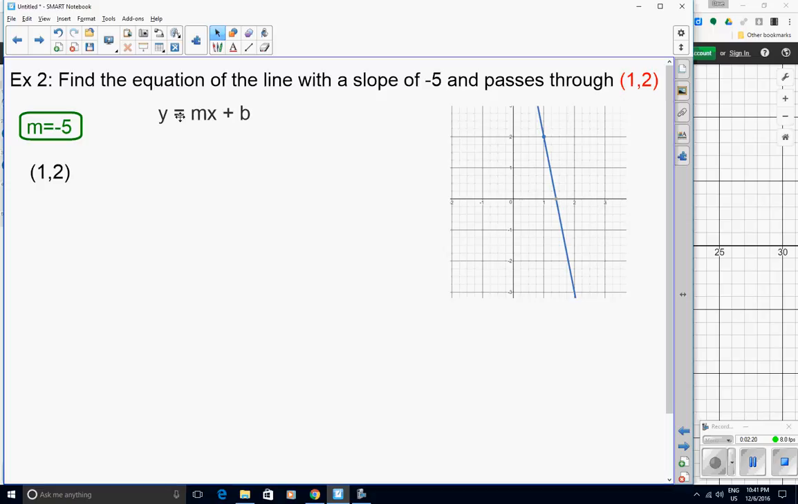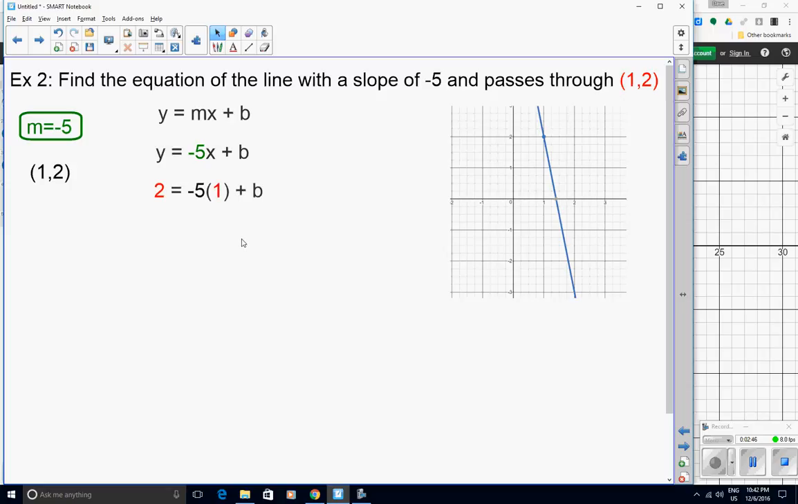Let's start by substituting the slope into the equation. So again, m is -5. We'll plug that in. And now we have an equation. Trouble is, we don't have b. We do, however, have a point. Remember that this point has an x-coordinate of 1 and a y-coordinate of 2. We can substitute these coordinates into the equation and solve for b.